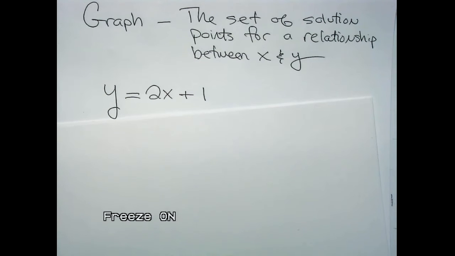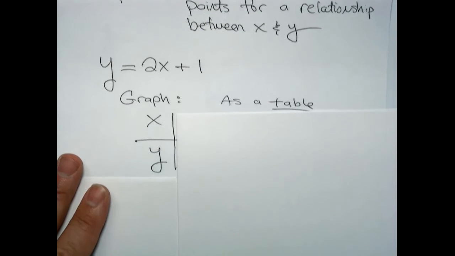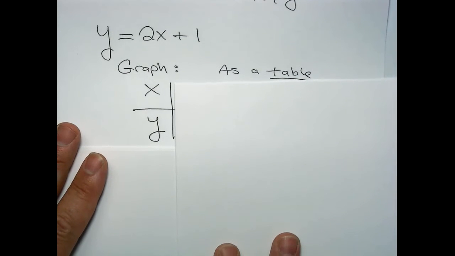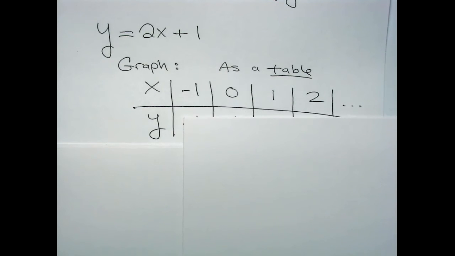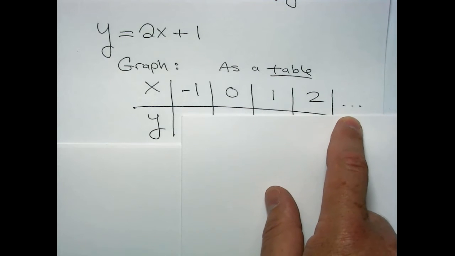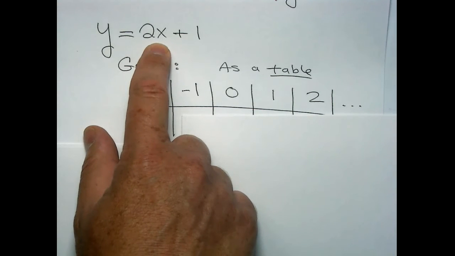But before we get to that plot, let's start by looking at the graph as a table, and we can do that. Now, if we were to graph as a table, we could set up a table of x's and y's, and x is independent. You can actually choose any x value you want and not necessarily be wrong. So I've chosen a bunch of different x values of interest: -1, 0, 1, 2, and of course I could choose some more. The y values are dependent. They depend on this equation, this relationship.